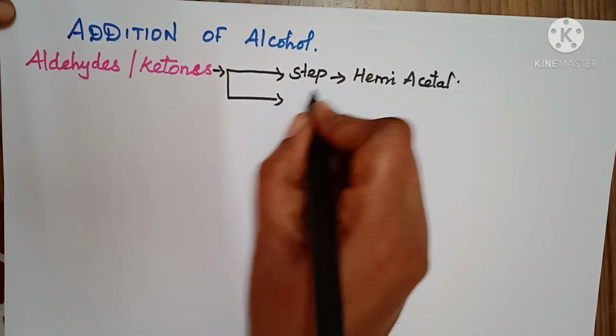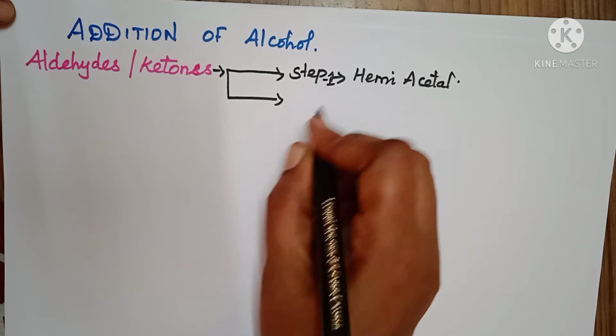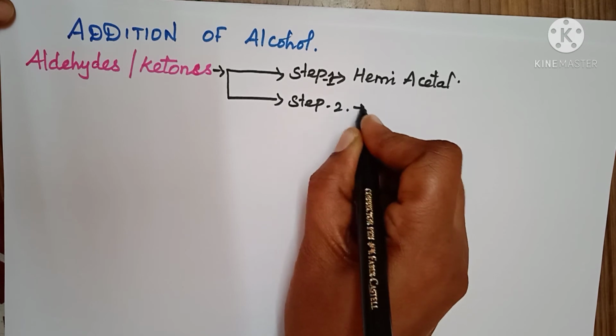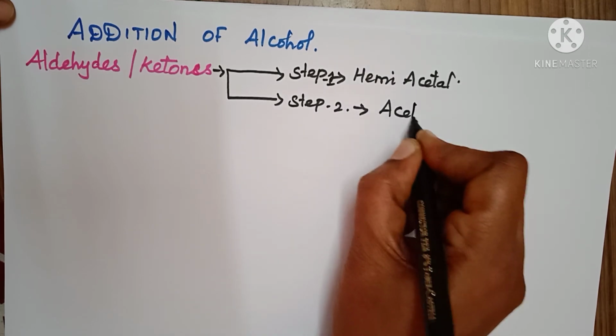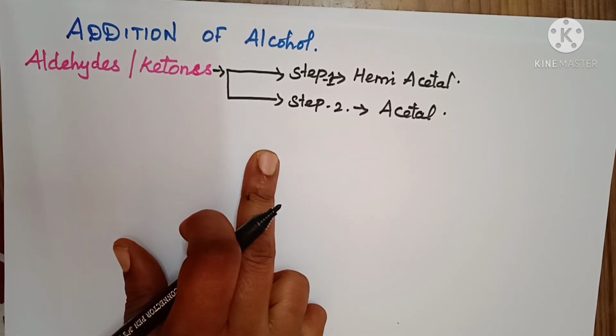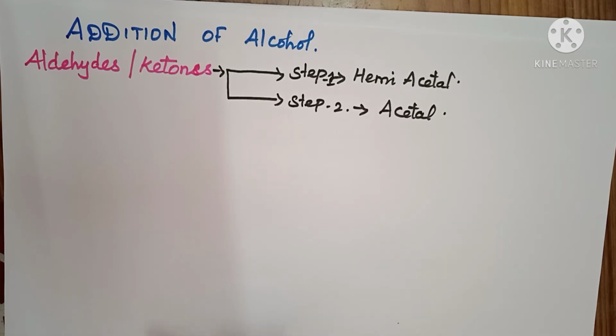The second step, step 1. Step 2 is acetal. If you know the steps, it will be easy. In math also, if you know the formula, you will get half of the result. The same way, reaction also. If you know the steps, what the steps are and how to follow them, you can easily bring the products.